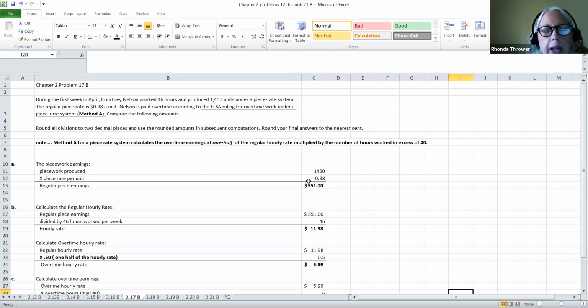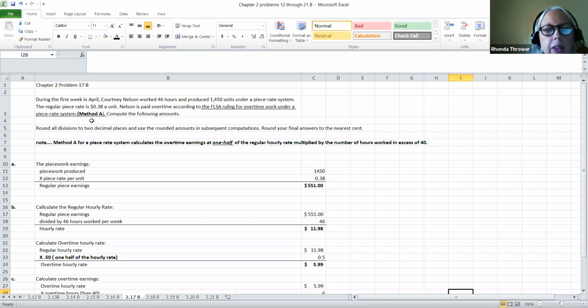So to find the regular piece rate earnings, you multiply the number of pieces produced times the piece rate per unit that they are being paid, and that will give you the regular piecework earnings. The piecework earnings in this case is $551. Again, we took 1,450 and multiplied it by 38 cents. These are your regular piece rate earnings.